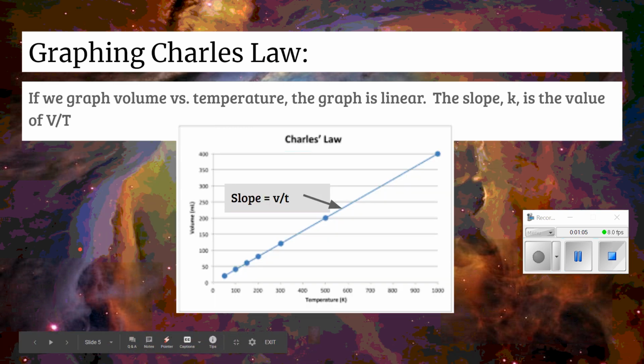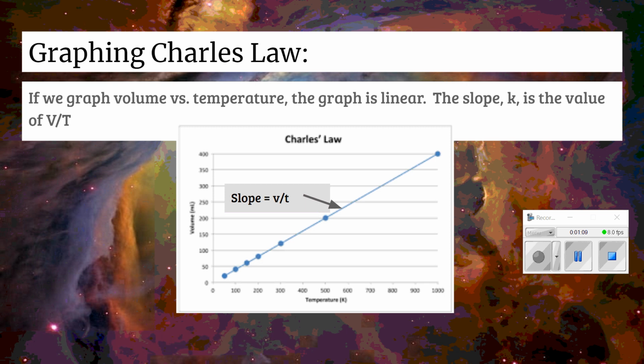So if we graph Charles' law, you'll find that volume is on the y, temperature is on the x, and that the slope is going to be volume divided by temperature. That is going to be your proportionality constant k. So dividing V by T, you get a proportionality constant k, and the graph is linear.